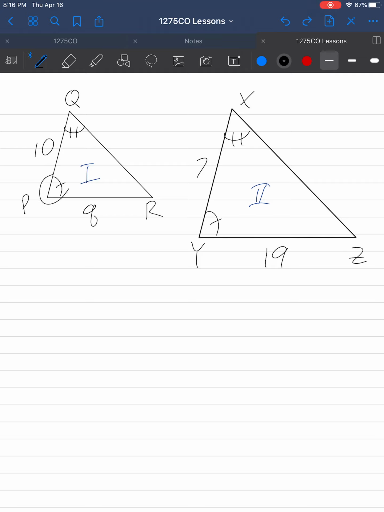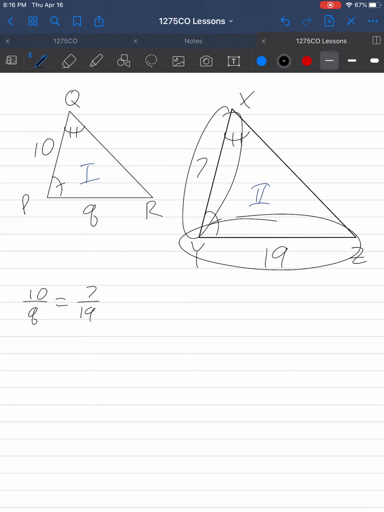And we can see that angle P and angle Y are the same. Angle Q and angle X are the same. That allows us to conclude that these triangles are similar. And that means that we can solve for Q by writing a proportion: 10 over Q, which is this side over that side, is equal to 7 over 19, which is the same two corresponding sides on the other triangle.